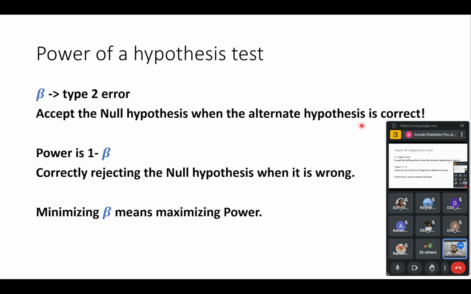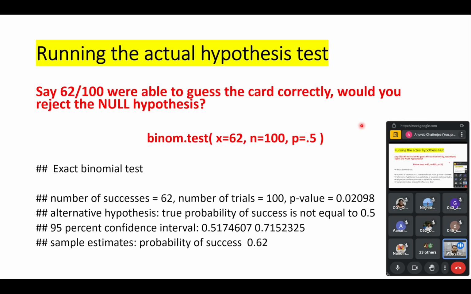Next, we are going to deal with the type 2 error. So type 1 error was when you are rejecting the null hypothesis, whereas you should have accepted it. So it is a false positive.